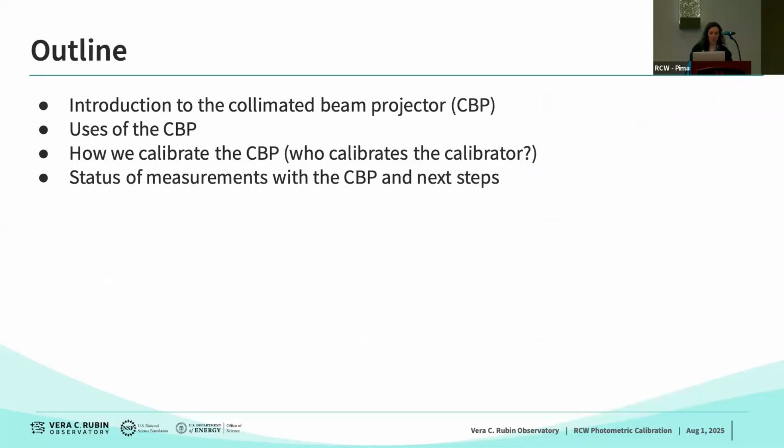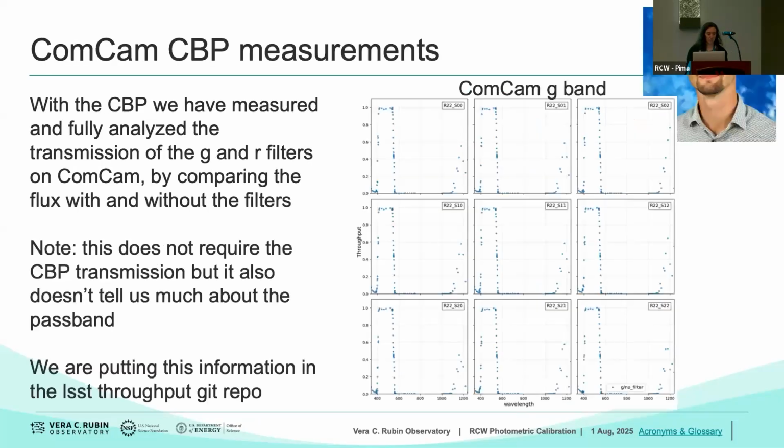So now I want to talk about the status of the measurements with the CBP. For ComCam, here's a grad student, Nathan Amaru, who has been doing a lot of the analysis of the photometry of the CBP spots. We took CBP spot measurements for all 9 detectors in ComCam. At the time, we did not have the electrometer working. So we just turned the laser on and took data with the laser in continuous mode with the filters.